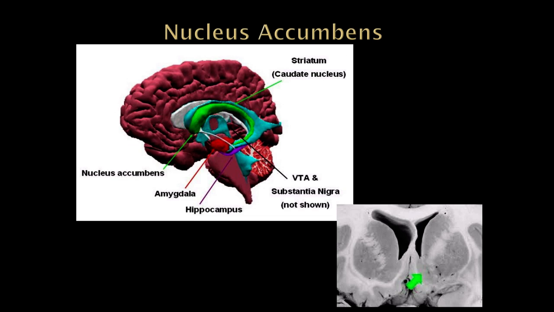All right, another part of the limbic system is the nucleus accumbens. Okay, where's the nucleus accumbens? Well, the caudate nucleus is here in green. Remember, that's a C-shaped structure. And the nucleus accumbens is found right at the tip of the head of the caudate.